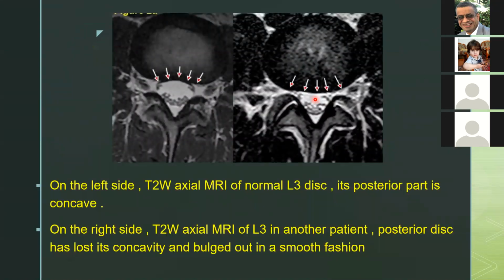On the left side, T2 weighted axial MRI of the normal L3 disc. Its posterior part is concave. On the right side, T2 weighted axial MRI of L3 in another patient. Posterior disc has lost its concavity and bulged out in a smooth fashion.